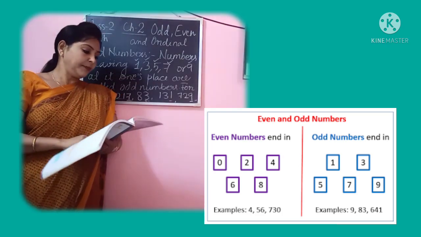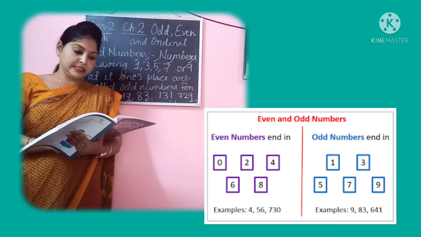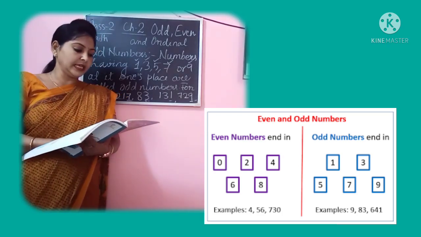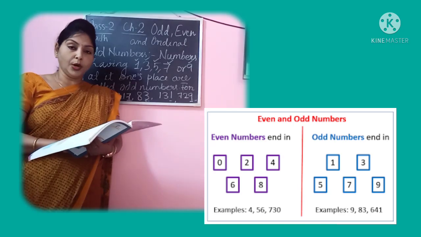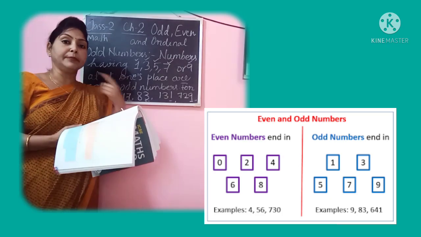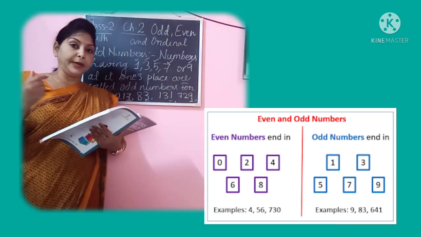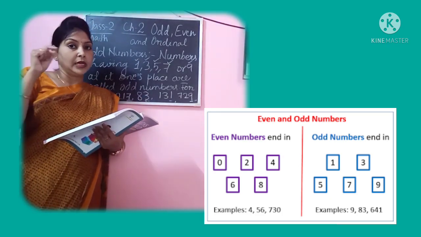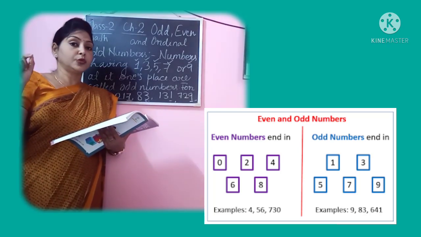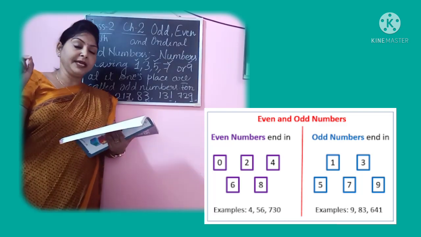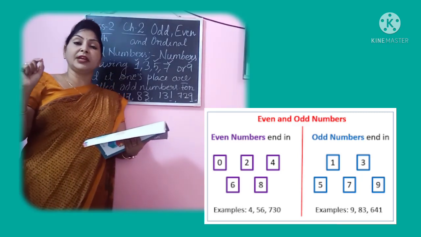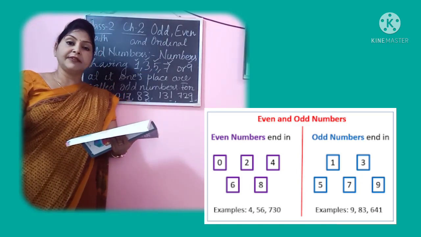Okay. Now coming to the next question. Use color pencils to make pairs and tick the box with even numbers and cross the box with odd numbers. So you know what even numbers and odd numbers are. Even numbers are those numbers which make pairs, whose number will end with 0, 2, 4, 6, 8. They will be even numbers. And those numbers which are ending with 1, 3, 5, 7, 9 will be odd numbers.